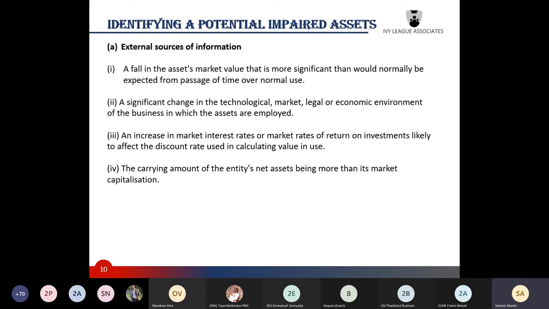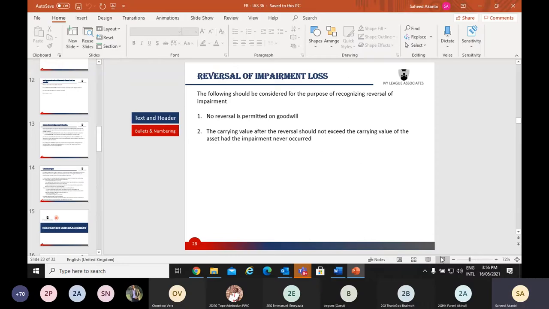And remember, there are some categories of assets that I don't impair only because of indicators, but the standard requires that every year, whether or not I see indicators of impairment, I must always assess them for impairment. A good example of these assets include goodwill and other intangible assets with indefinite useful lives. Any question?